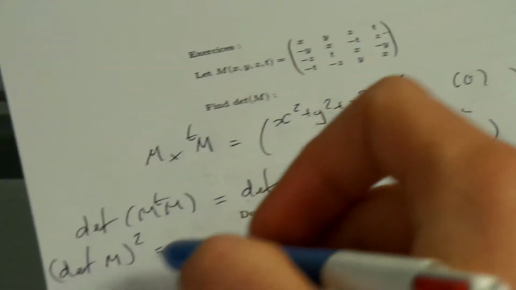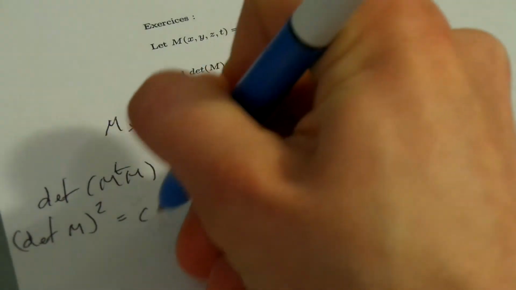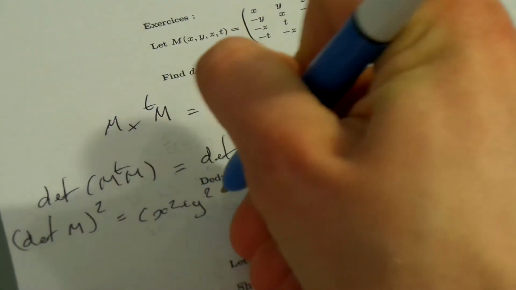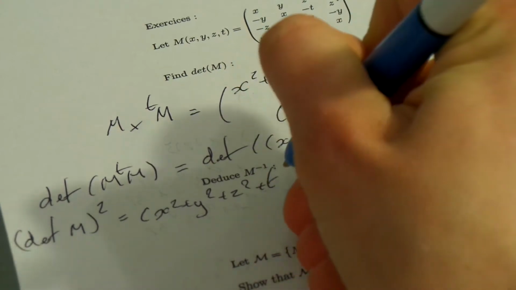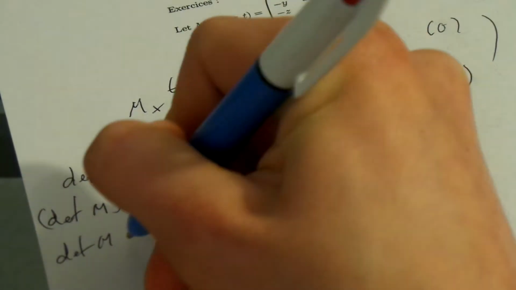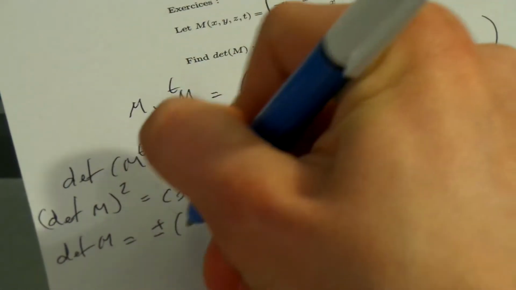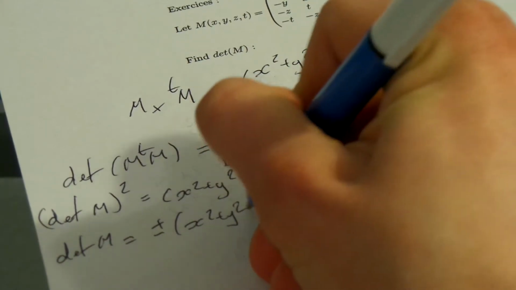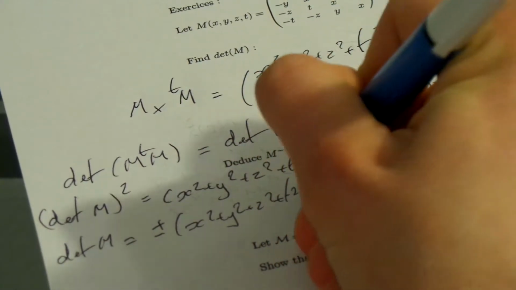So that gives you the determinant squared of M is going to be (x squared plus y squared plus z squared plus t squared) to the 4. So then you take the square root and you get the determinant of M is going to be plus or minus (x squared plus y squared plus z squared plus t squared) squared.